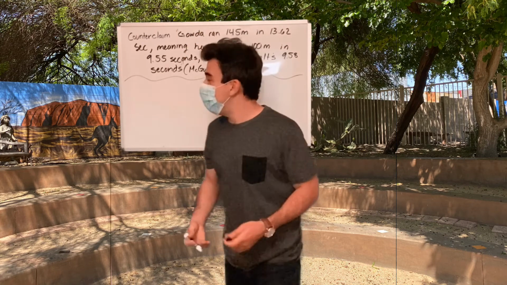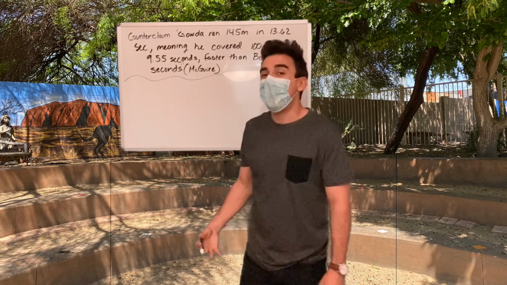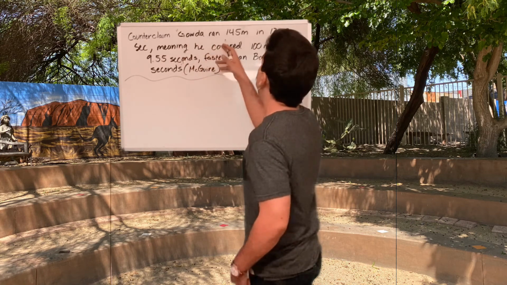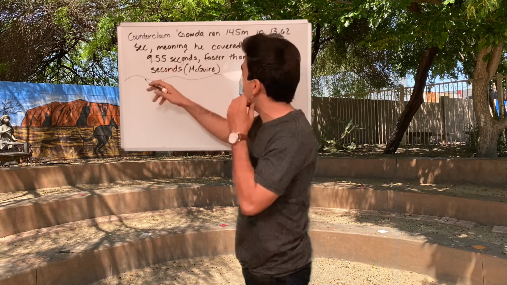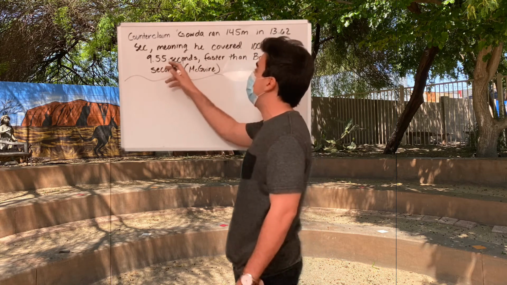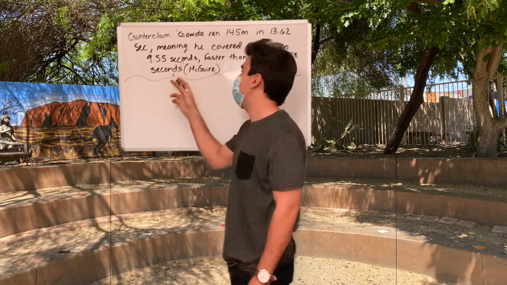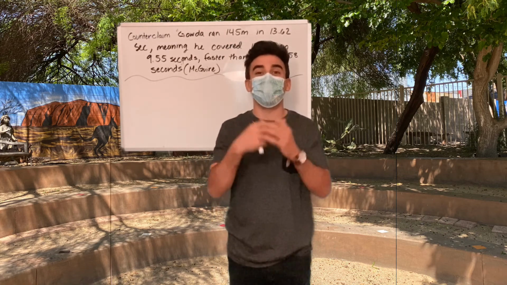Now, what you're going to do is give me your last example of a rebuttal, okay? Before you start, let me reread this real quick. Gauda ran 145 meters in 13.62 seconds, meaning he covered 100 meters in 9.55 seconds. Faster than Bolt's 9.58 seconds. So, you're going to come up with a rebuttal. Ready? Go.